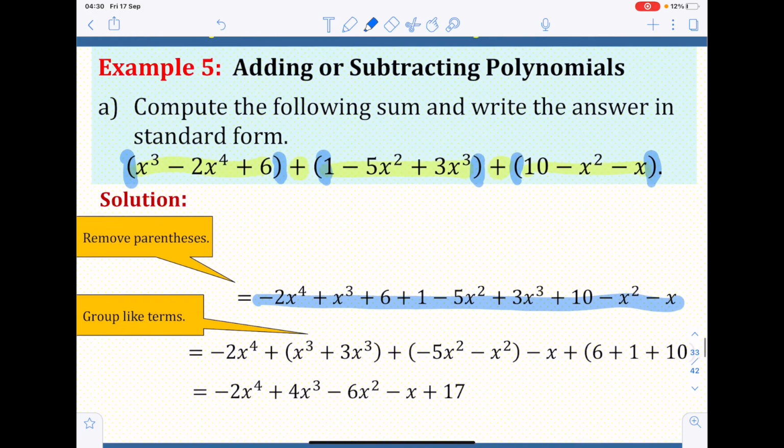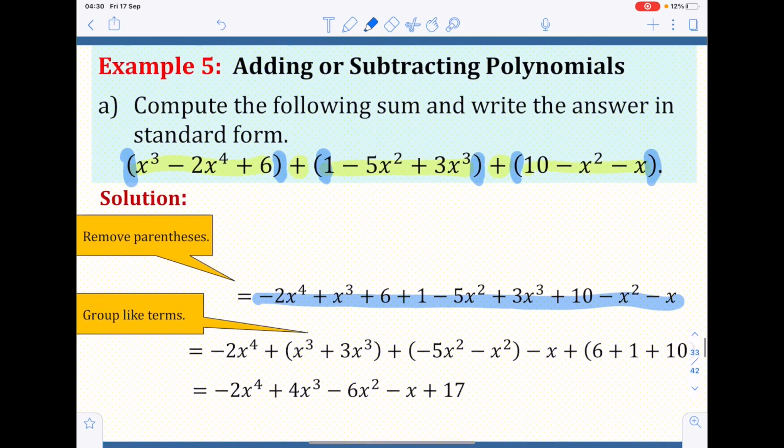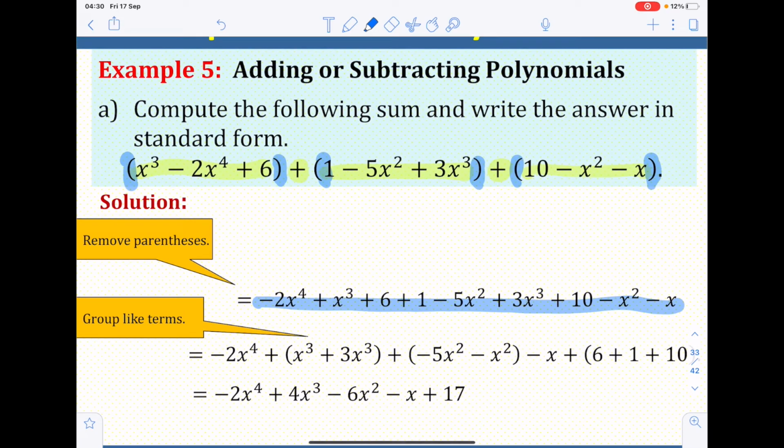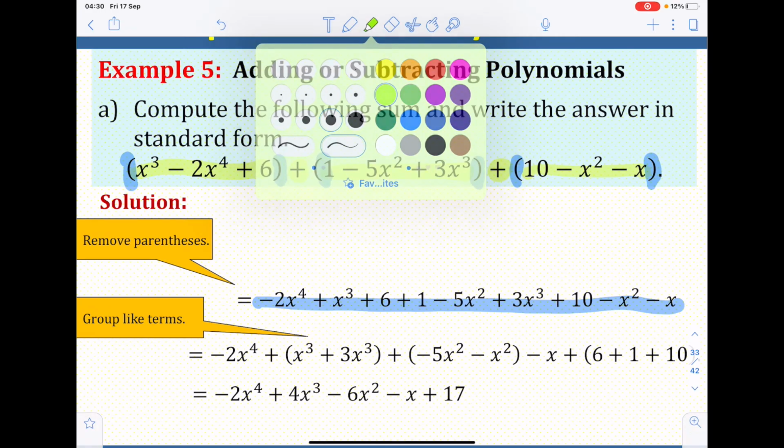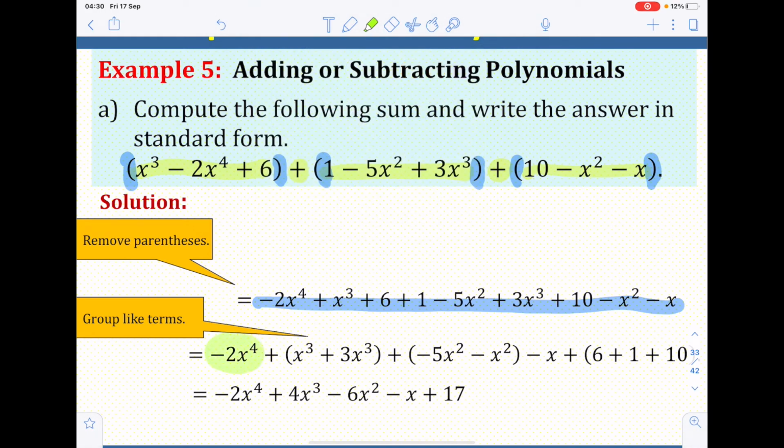Okay. The second thing is to combine the similar terms together. So any terms with x to the power 4, for example, here we have x to the power 4, only one term, and we have two terms in x to the power 3, and here we have two terms in x to the power 2, and one term in x to the power 1, and this is for the constant. Step 3, we will add those similar terms together.